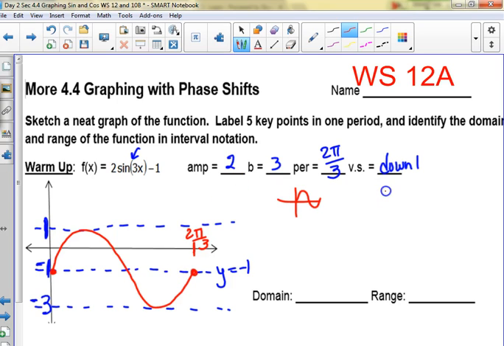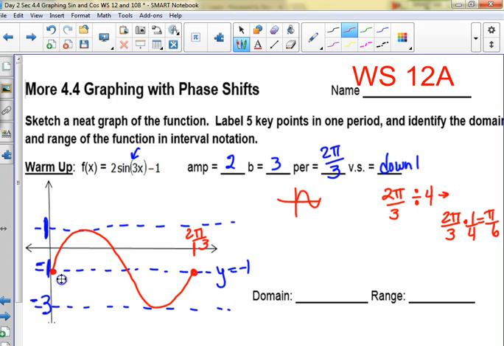And then we talked about quarter points. How do you find quarter points? You take the period and divide it by 4. Okay, now this is going to come into play today when we start talking about phase shifts because it's going to get even messier, but dividing by 4 is multiplying by 1/4, so we get 2 pi over 12, which is pi over 6. Everybody good?